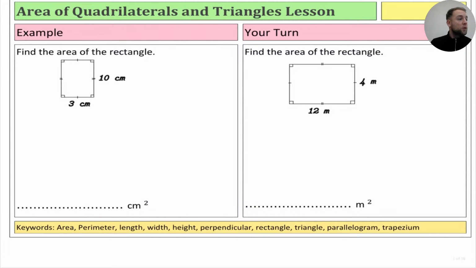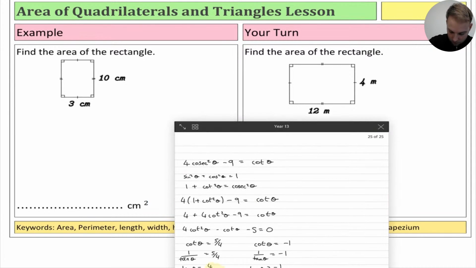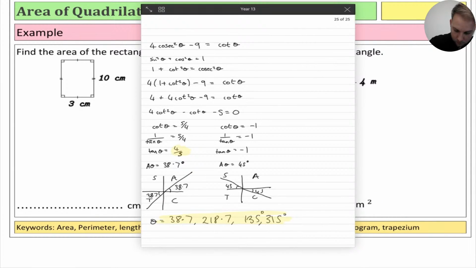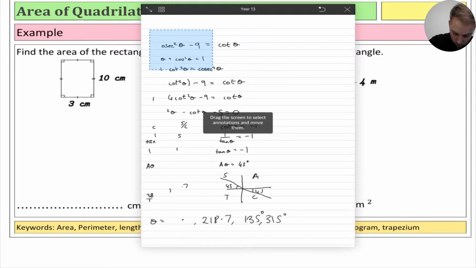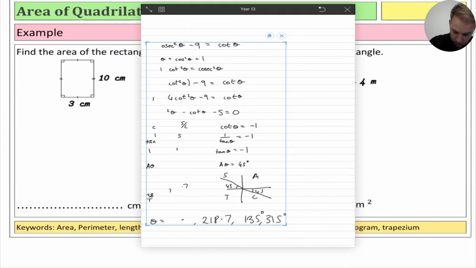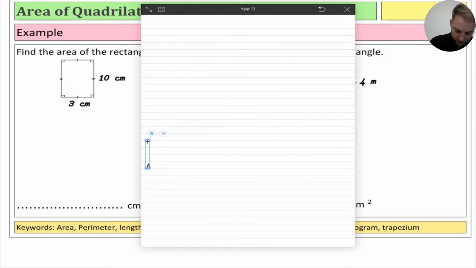So, in your red books, please, can you write the title of today's lesson, which is Area of a Quadrilateral and Triangle. Okay, so write that down in your books, Area of a Quadrilateral and Triangle. Okay, hopefully you got that down.